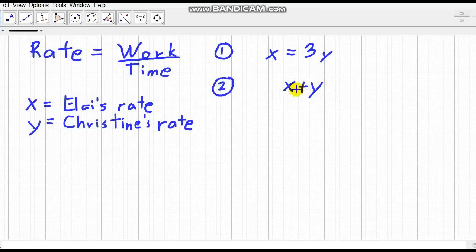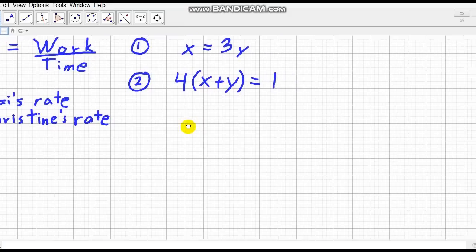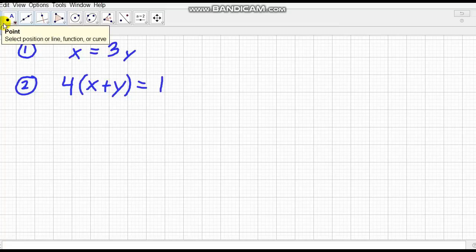This is their rate. If we multiply that rate 4 times, they would be able to finish the job. So their rate multiplied by 4 days is equivalent to finishing the job, which is equal to 1. In this case, we're just going to solve for the value of x. Since we know that x is equal to 3y and we have 4 times x plus y equal to 1, we can substitute x with 3y. From there, we solve for y. Once we are able to solve for y, we solve for x.